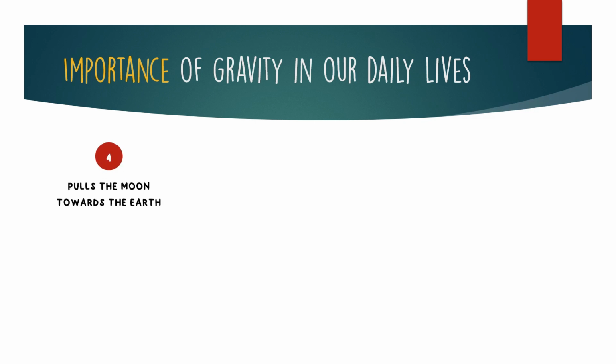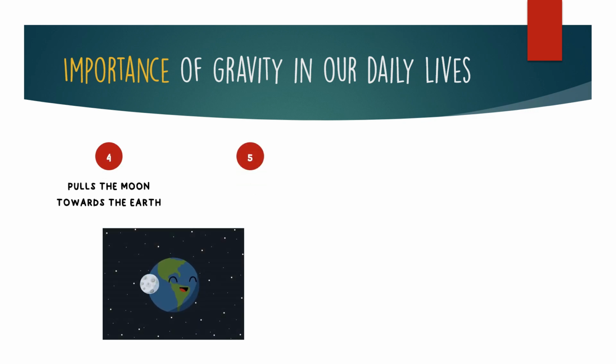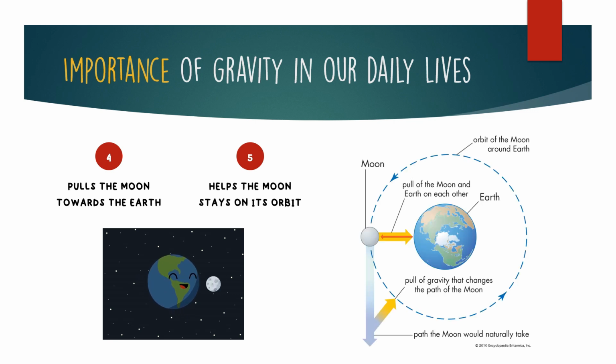Gravity pulls the Moon towards the Earth. The Earth's gravity also helps the Moon to stay on its orbit. Look at this picture. This arrow shows you the pull of the Moon and Earth on each other due to gravity. And this arrow shows you the pull of gravity that changes the path of the Moon. Whereas this one shows you the orbit of the Moon around the Earth. And finally, this shows you the path the Moon would naturally take if there is no gravity from the Earth.